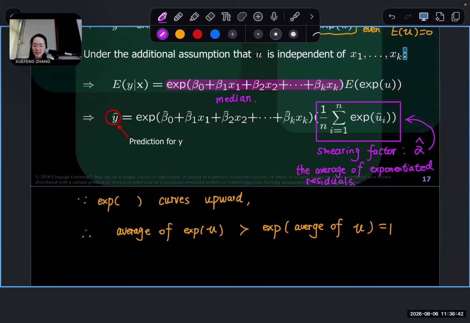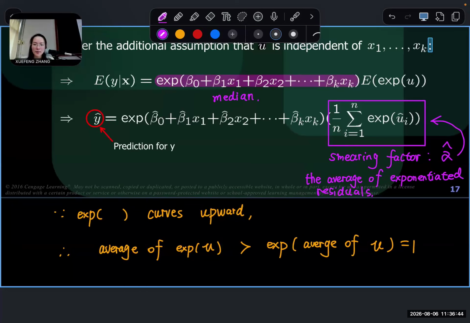So let's see, what are the steps? The first step, we're gonna back transform the linear part, okay? And then we need to multiply by the smearing factor, which is our alpha hat here. And then we multiply them together, which is here.